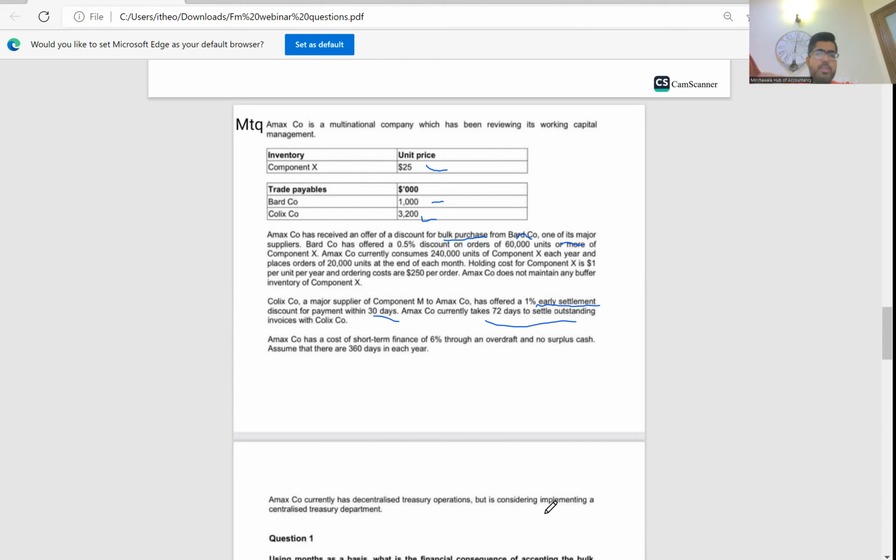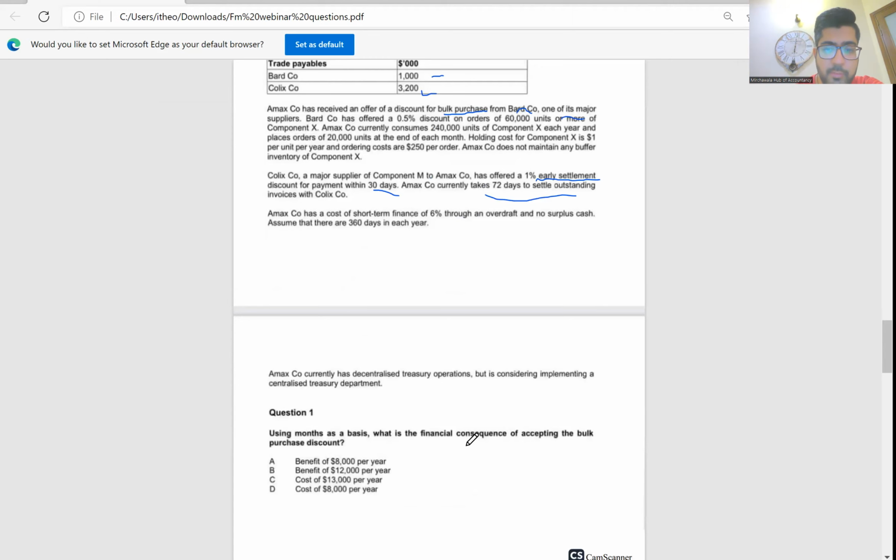Okay. So the case is clear. Amex is a multinational company. Its inventory is X, 25 per unit. It has two payables, two people it has to pay. BART company, 1 million. Colex company, 3.2 million. It has been offered a bulk discount, that's EOQ, from BART for product X. You order product X 20,000 units. BART says that, okay, purchase 60,000, I will give you a 0.5% discount. Holding cost and ordering cost are given. And the other supplier, Colex, is giving you an early settlement discount. Okay.